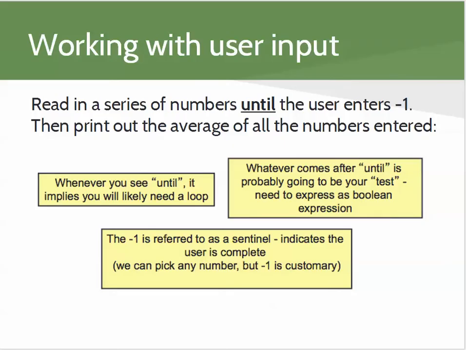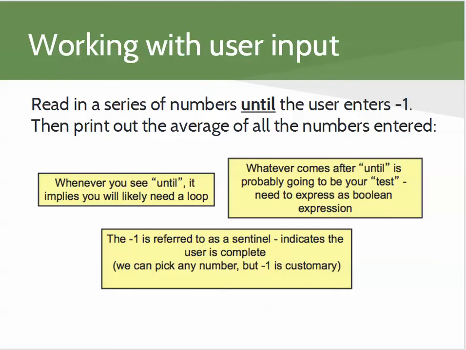Finally, that -1. We've used it a couple of times now. The -1 is typically referred to as a sentinel value. It indicates that the user is done with their input. The sentinel could be any number. It could be -1, it could be 9, it could be 5, it could be 42. The important thing is that it's a known number. It's a number that you've told the user to type in to indicate that they're done. It's a flag. It's not actually part of the data that the user is typing in.